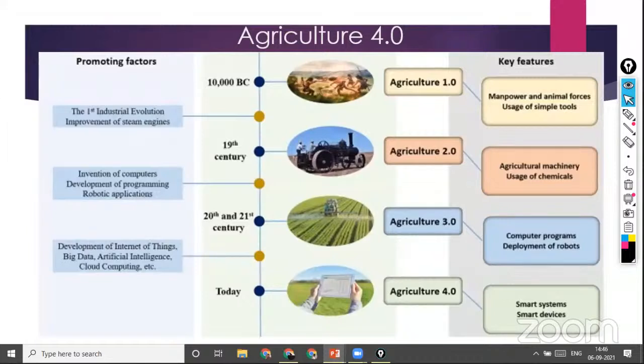Right now we are in agriculture 4.0, and we generally call it smart systems, smart devices, with all the technologies, like Internet of Things, which is actually the topic of this FDP, and big data, AI, cloud computing, remote sensing. All those technologies contributed, and right now we are in agriculture 4.0.